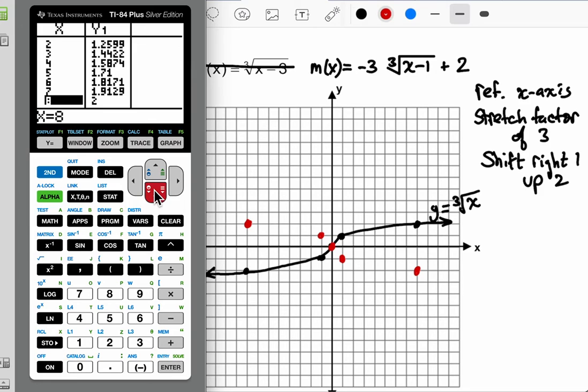Then I'm going to stretch by a factor of 3. So these points, their distances from the x-axis is going to get tripled. So this one's 2 units away. I want it to be 6 units away. So 3, 4, 5, 6 units. This one's 1 unit away. I want it to be 3 units away. 0's not going anywhere. 1 goes to 3. 2 goes to 6.